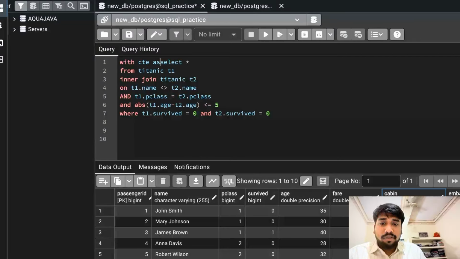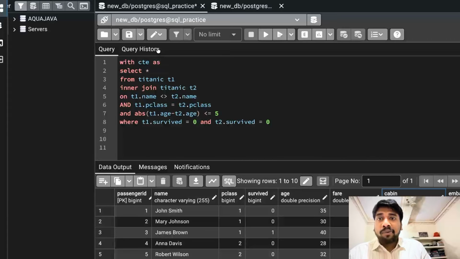Wait a minute. Okay, so there is some disturbance over there, so I have to check it out. Again, no worries. We can create a CTE out of it here. And now let me show you what the CTE looks like. So let's start.